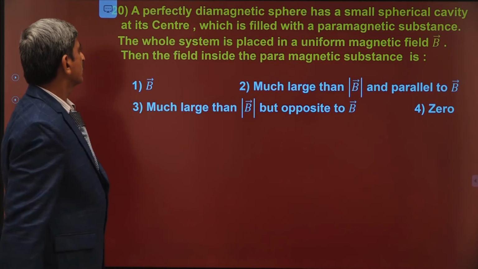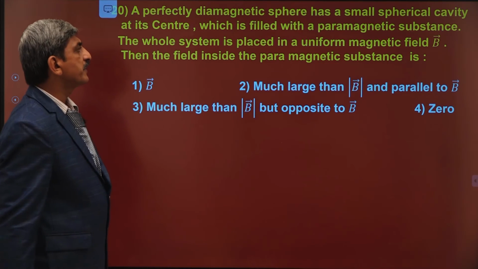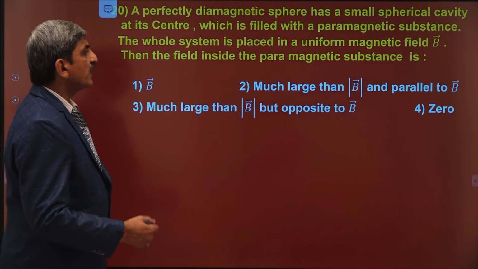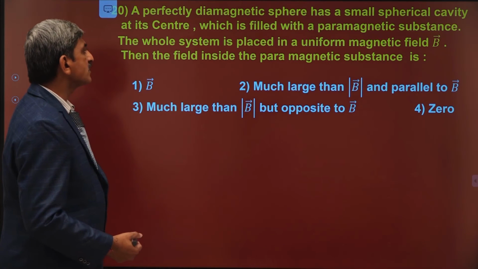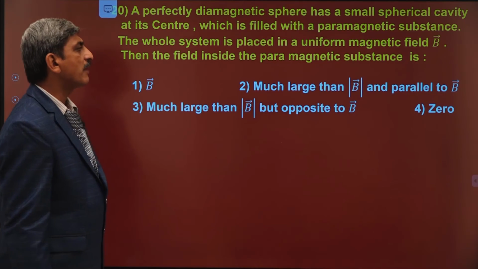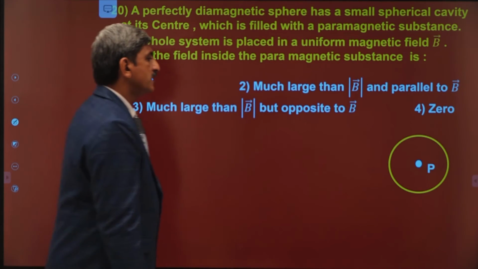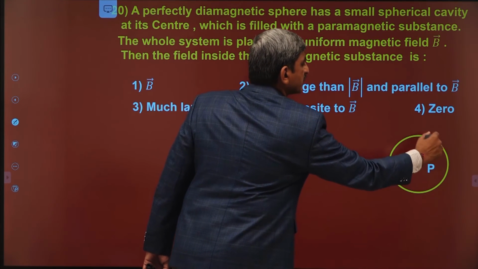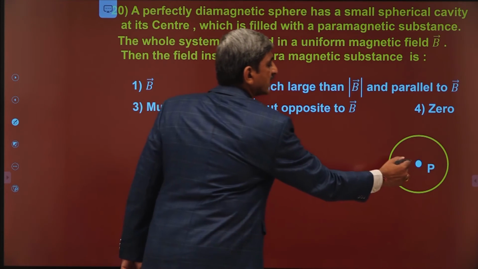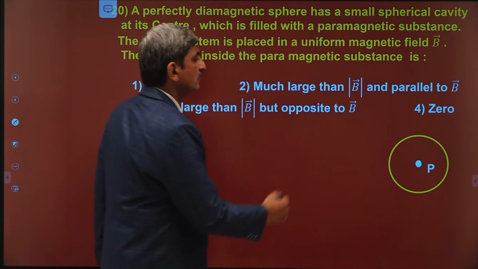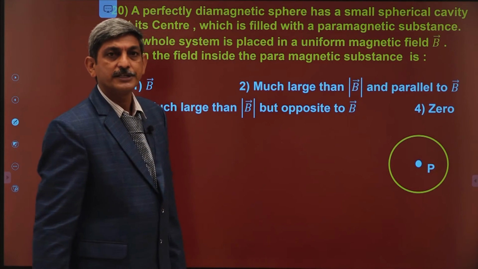Now come to the next one. A perfectly diamagnetic sphere has a small spherical cavity at its center, which contains a paramagnetic substance. The whole system is placed in a uniform magnetic field B bar. Then the field inside the paramagnetic substance is dash. See here, there is a diamagnetic spherical shell. Inside that, a paramagnetic substance is placed at the center. Now, a uniform magnetic field is applied on it.